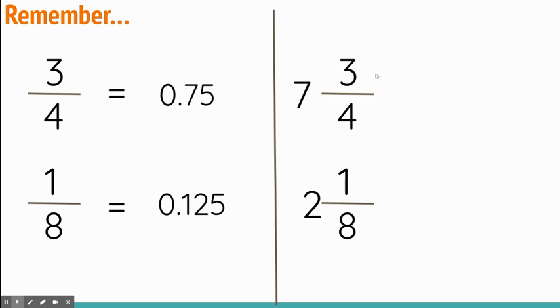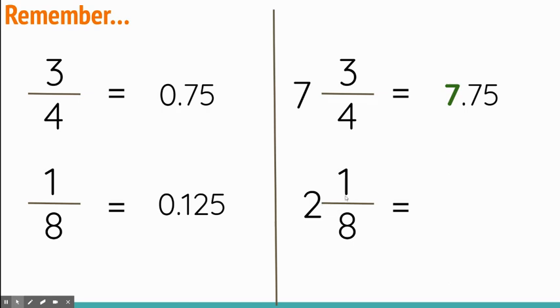So we would still convert 3/4 to a decimal, and we would get 0.75, but instead of writing the 0, I would write the 7. So I have 7.75 instead of 0.75. Again, you would convert 3/4 into the decimal and get 0.75, but instead of that 0 in your final answer, you would write the 7.